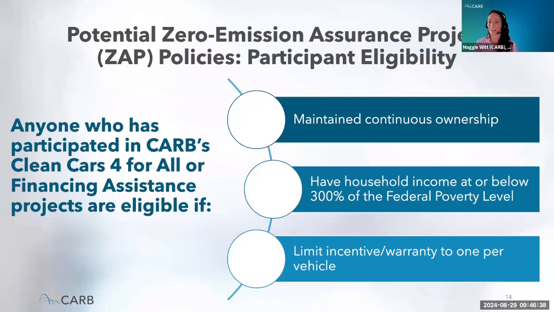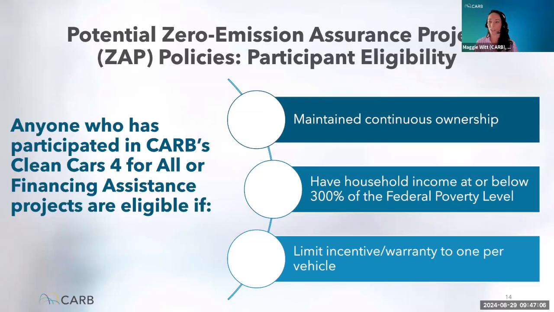CARB staff's initial thinking for ZAP eligibility includes that participants must have taken part in district or CARB CC4A and financing assistance pilot programs, or in the upcoming Driving Clean Assistance Program, DCAP, which I just talked about. They must also have continuously owned their vehicles since buying it through the CARB incentive program.